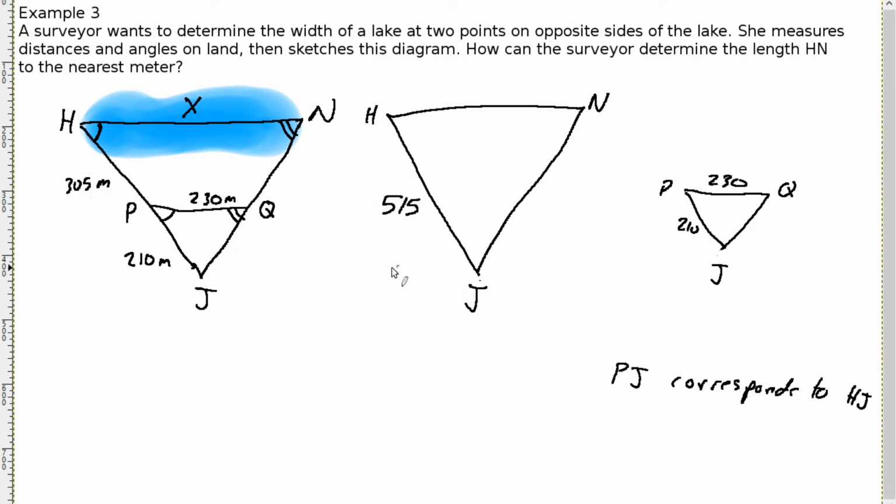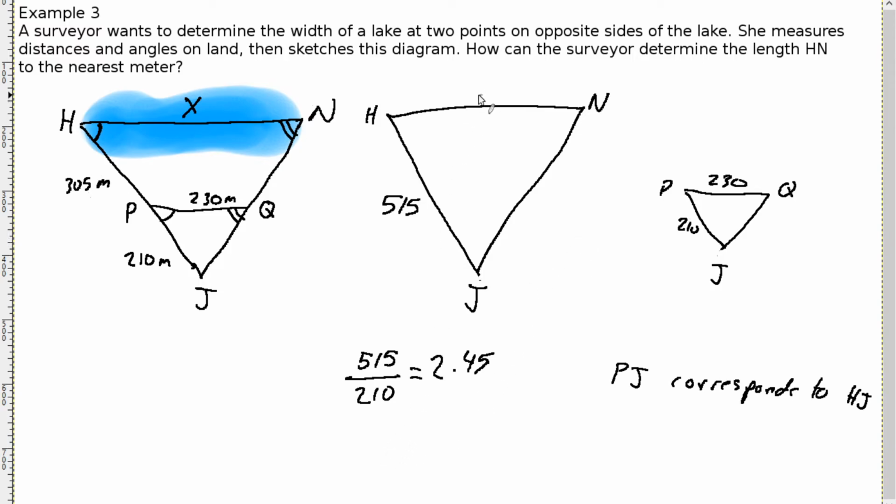So now let's set up our proportion. We go 515 divided by 210. Plug that in, and we get 2.45. We do nearest meter, so we don't have to be too specific on this. So we'll just round this to 2.45.